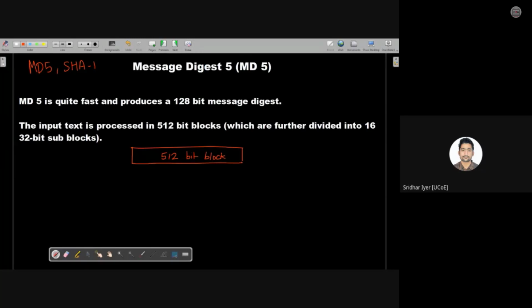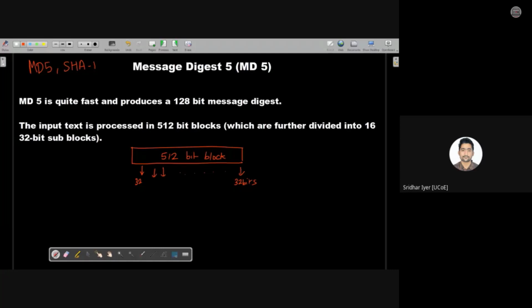We did block cipher, if you remember: 64-bit blocks in case of DES. Similar kind of thing over here. However big the plain text is, divide that into 512-bit blocks, which are then further divided into 32-bit sub-blocks. So 16 sub-blocks will be made, each of size 32 bits. If you multiply 32 by 16, you will get 512. Yes or no? Did everyone understand this? Fine.